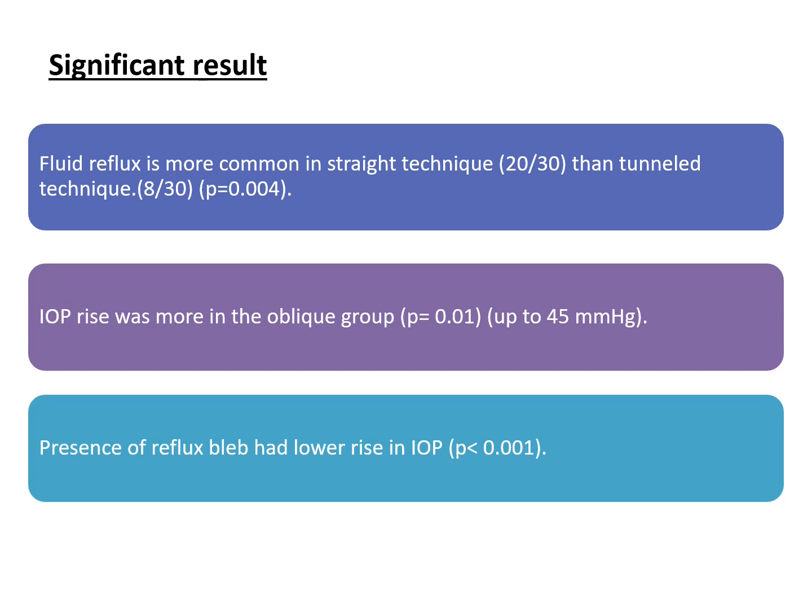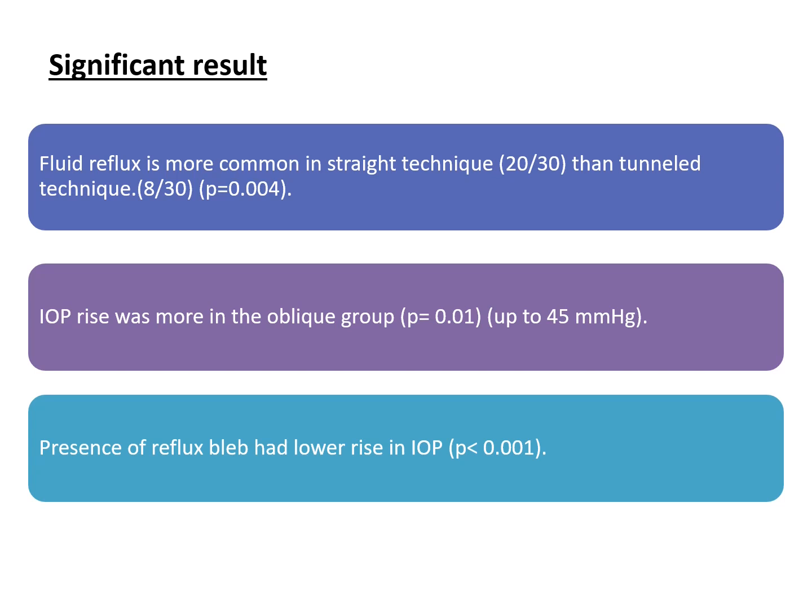Tunnel means there is some angle at the injection site so that the needle forms an angle to the scleral surface and it is not perpendicular, and this results in formation of a tunnel which is supposedly self-sealing. And we found that the fluid reflux is more common in the straight or perpendicular technique rather than the tunnel technique. And at the same time, the IOP rise was more in the oblique group, and this is understandable because the amount of fluid refluxing would neutralize the possibility of intraocular pressure rise.